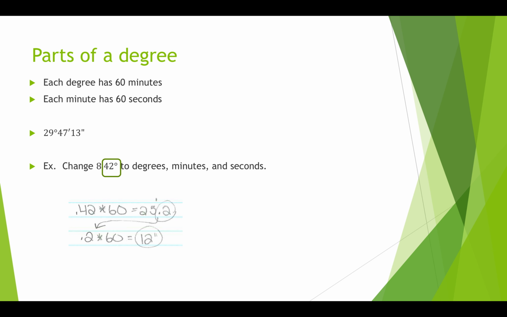The 25 is going to be minutes. So I'm going to take my decimal again. So it's 0.2 or 2/10 times 60 because there are 60 seconds in a minute. And that gives me 12 seconds. So I get an answer of 8 degrees, 25 minutes, and 12 seconds. So 8.42 degrees is the same thing as 8 degrees, 25 minutes, and 12 seconds. Now sometimes when I'm multiplying by my minutes, this first times 60, I might get an answer that doesn't have a decimal. So if I came out to exactly 25, I could stop. I don't necessarily have to go on to my seconds.